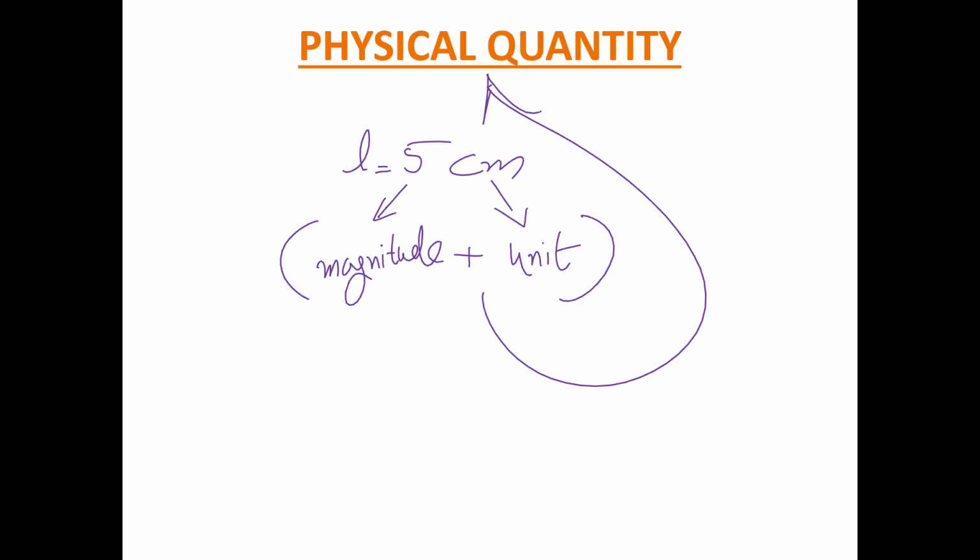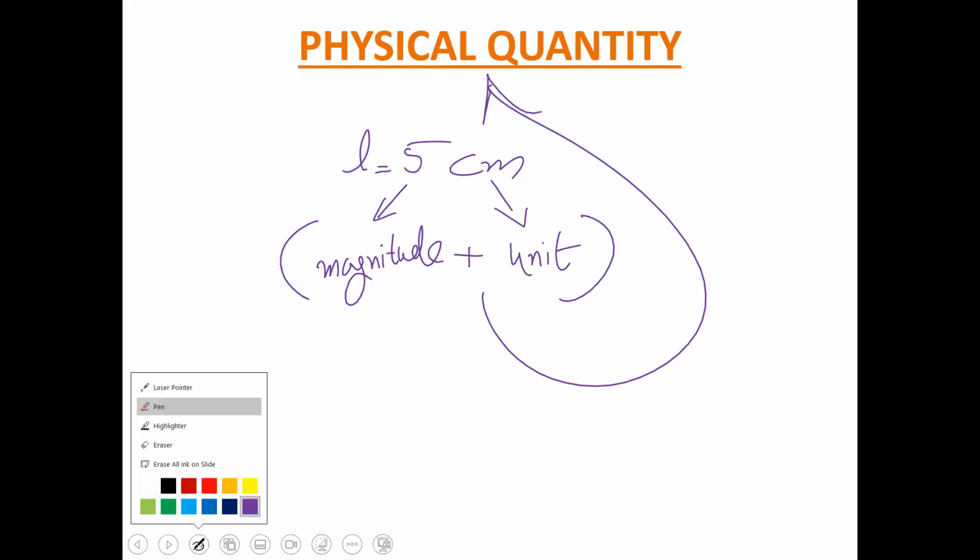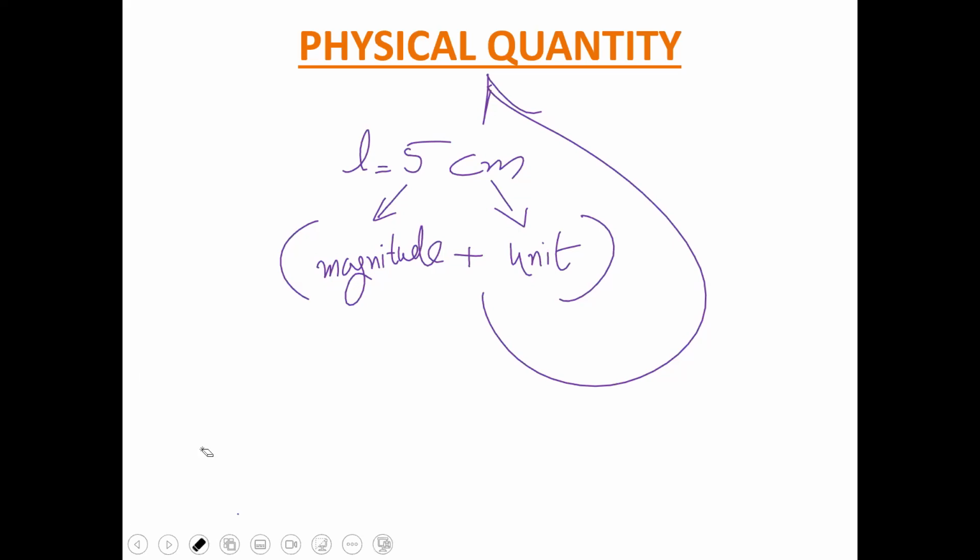So give the first heading of the topic, the first heading in the chapter, physical quantity. Write under it that a quantity with a magnitude and a unit. This is the definition.